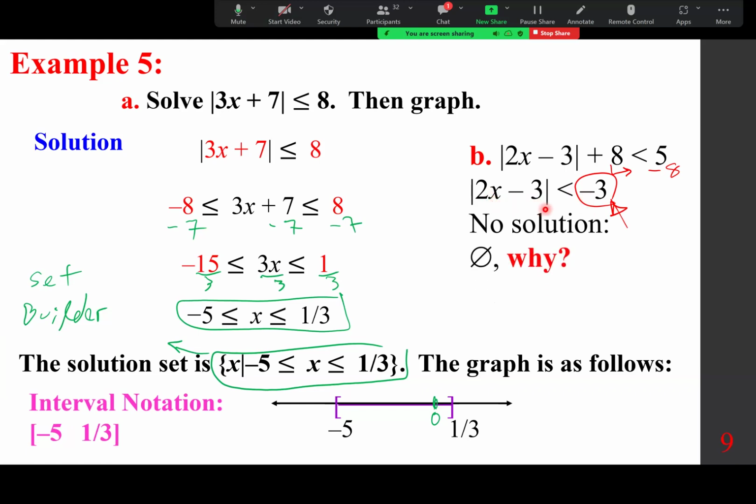Absolute value in the worst case scenario is 0. So because this is negative, it has no solutions. Phi stands for no solutions because this is negative. So step 1, isolate. Step 2, because the right side is a negative value, there is nothing else you can do. No solutions. And we're done.